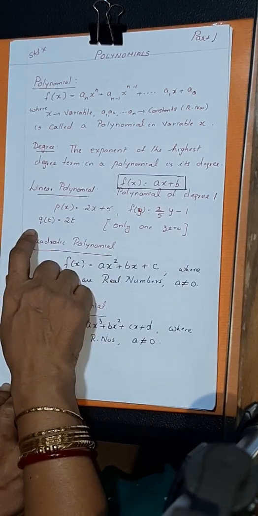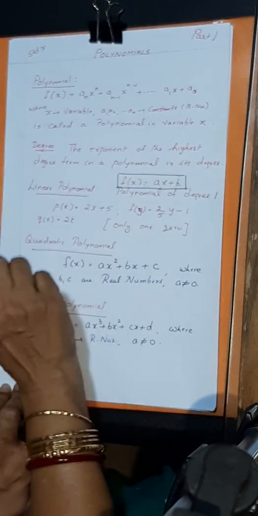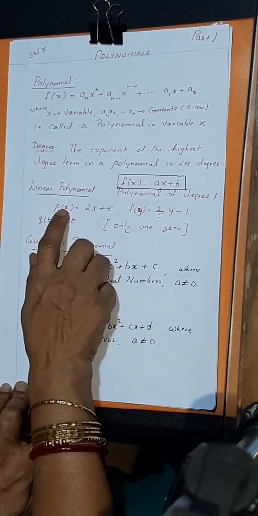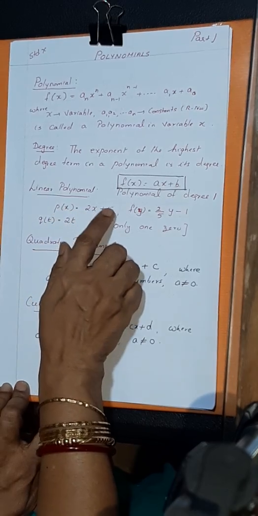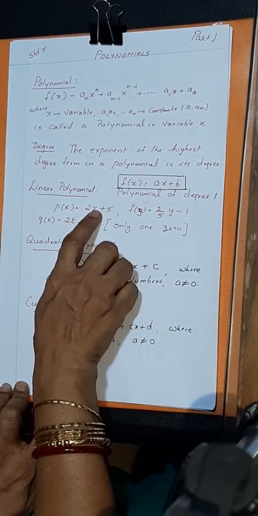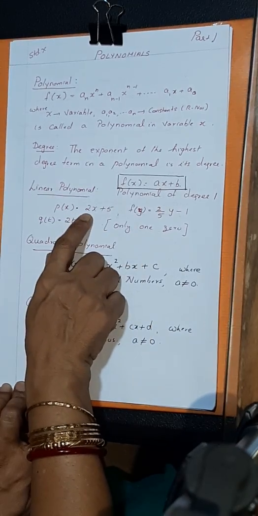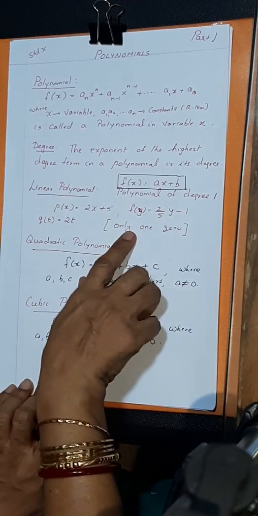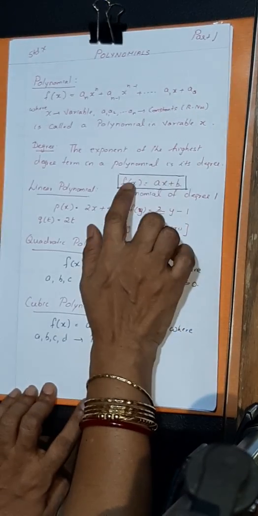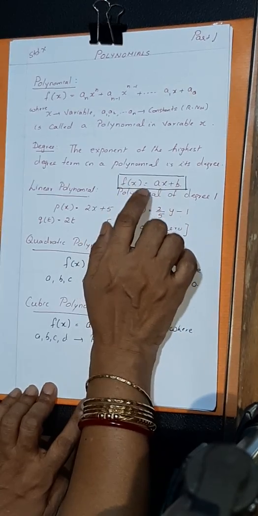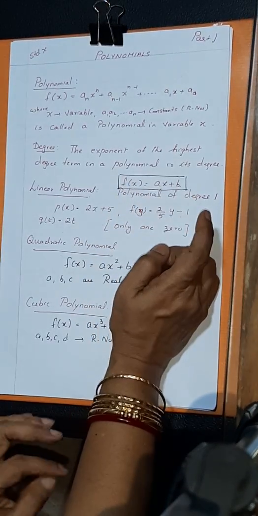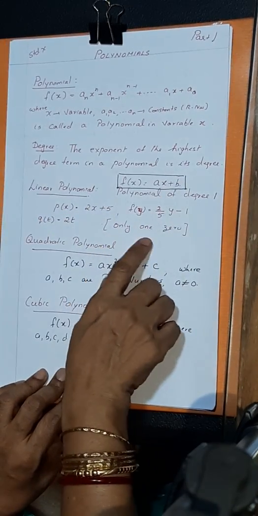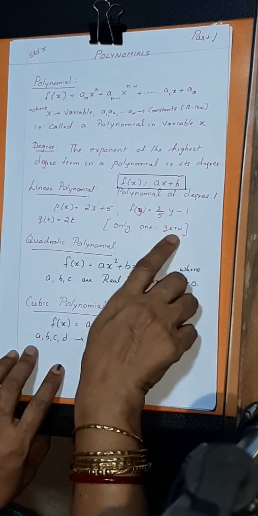A polynomial of degree 1 is called a linear polynomial. For example, if the polynomial p(x) is equal to 2x plus 5, here the degree of x is 1, so it is a linear polynomial. All these are linear polynomials. The general format of a linear polynomial is f(x) is equal to ax plus b, where b is the constant. In a linear polynomial, you will have only one zero, that is one solution, one value of x.